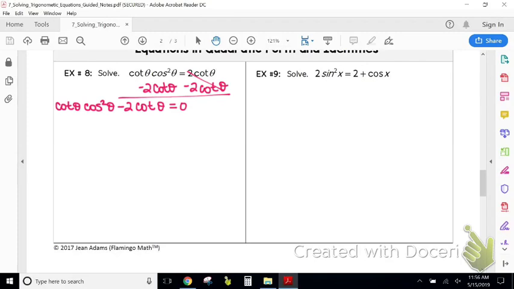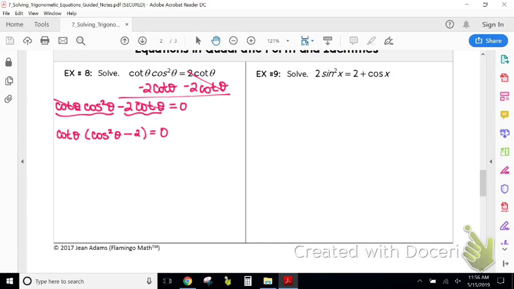Now we've got 2 terms, right? So what can we do here? You can take a cotangent out of both of them. So we're going to put cotangent at the front. And when I take it out of the first one, I'm left with cosine squared. Minus, when I take it out of the second one, we're just left with the 2. Equals 0.